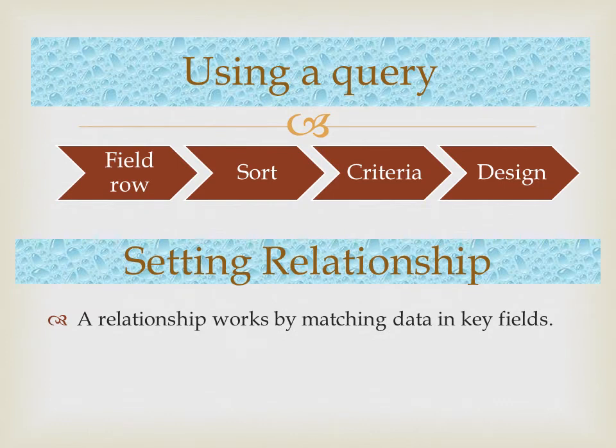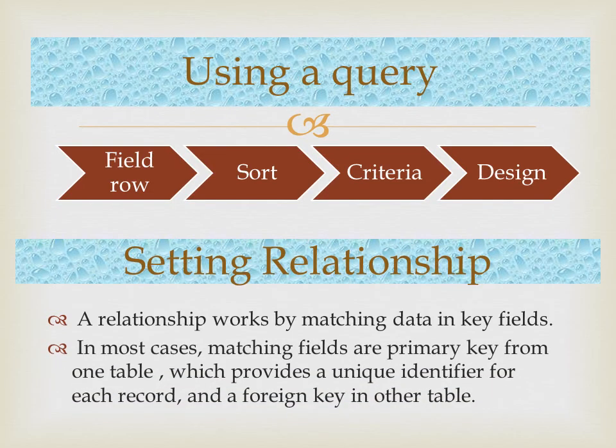A relationship works by matching data in key field, usually a field with the same name in both tables. In most cases, these matching fields are the primary key from one table, which provide a unique identifier for each record, and a foreign key in the another table.